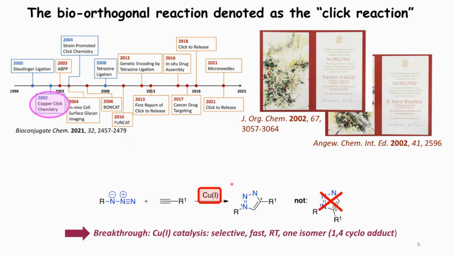But they found by copper catalysis, and that was really a breakthrough, that the reaction could become very selective, only giving rise to the formation of one isomer. It could be carried out at room temperature, and it was very selective. So it's not surprising that this discovery was rewarded with the Nobel Prize, together with the work of Bertozzi, to Morten Meldal and Barry Sharpless.